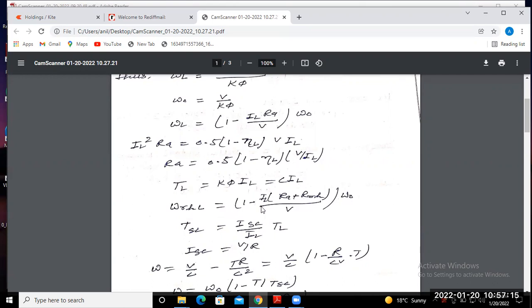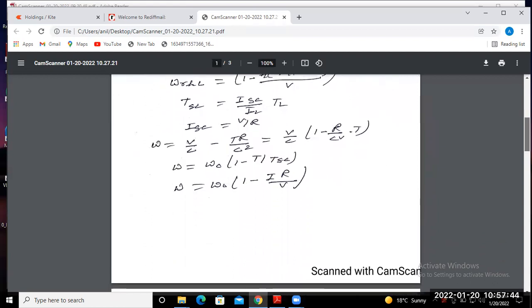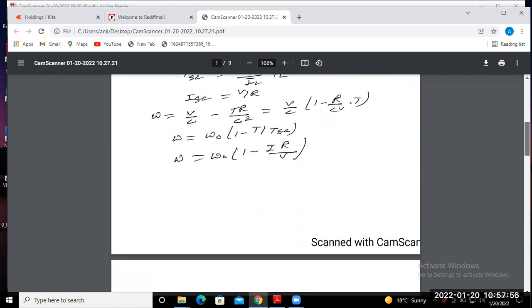Okay, so the short circuit torque is nothing but I short circuit by I full load current into the load torque TL. So V short circuit, I short circuit equals V by R, and so omega equals omega naught, that means no load speed, into 1 minus T by T short circuit. So this is the relation of speed and torque: no load speed into 1 minus T by T short circuit.